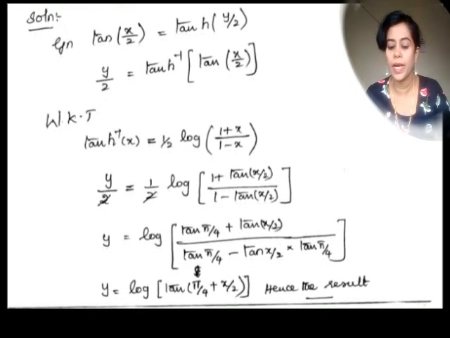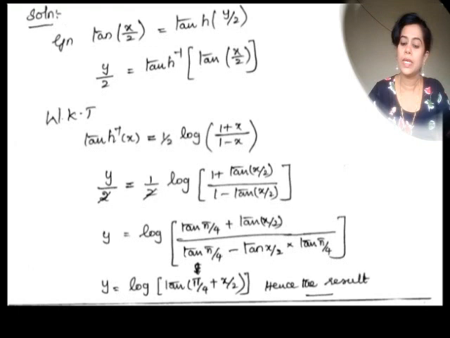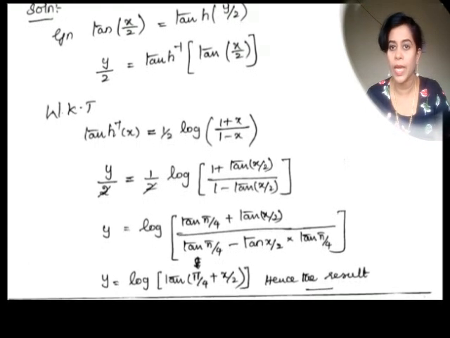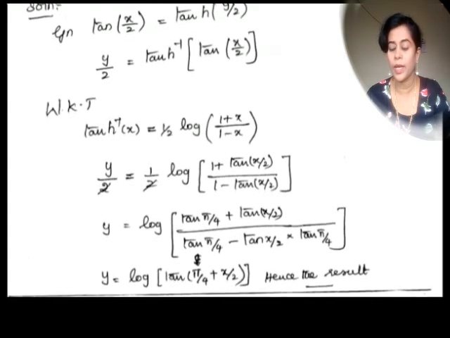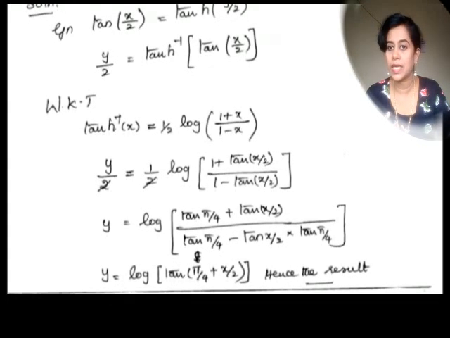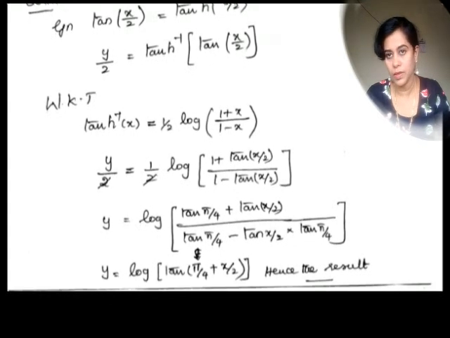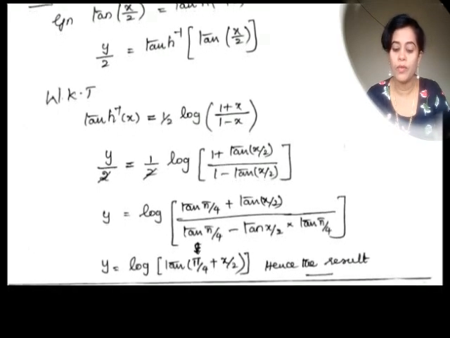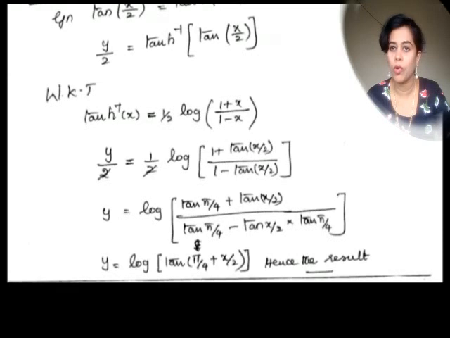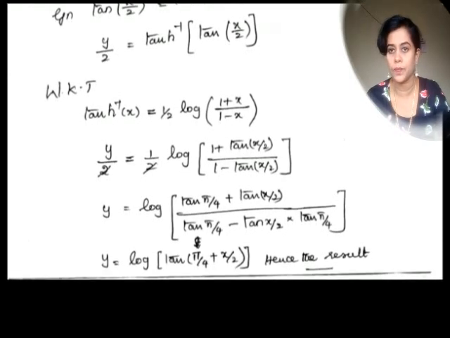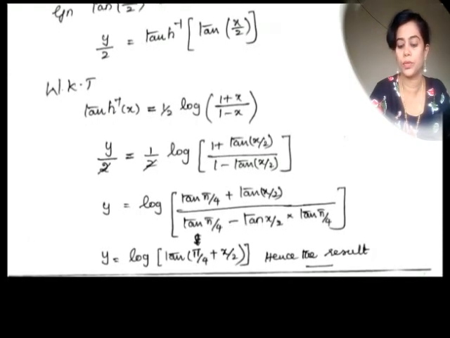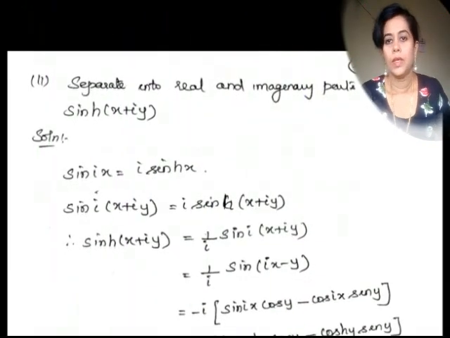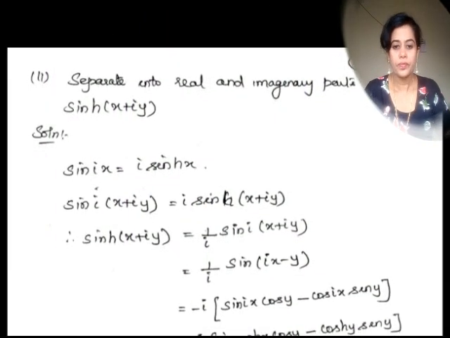So why am I taking it like this? It is of the form tan pi by 4 plus tan x by 2, which is of the form tan A plus tan B divided by 1 minus tan A tan B. So this is y is equal to log of tan of pi by 4 plus x by 2. Hence we proved it. So I hope you understand the problem. Let us go to the next problem.